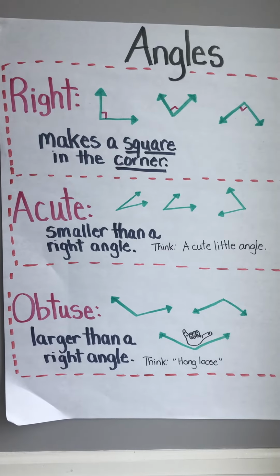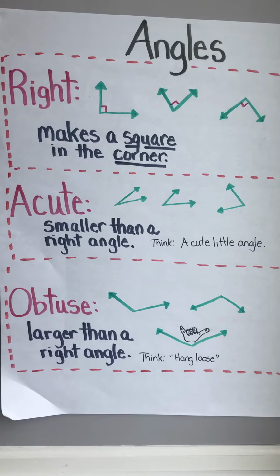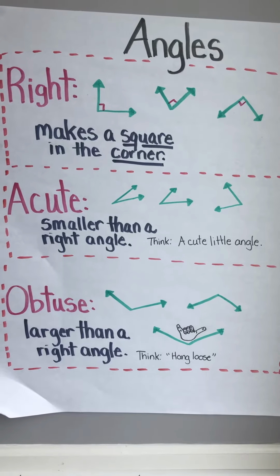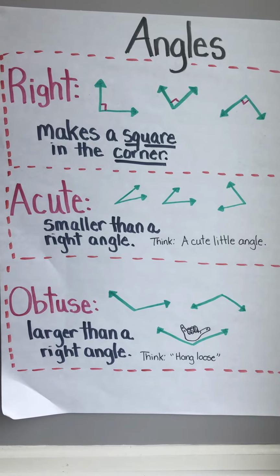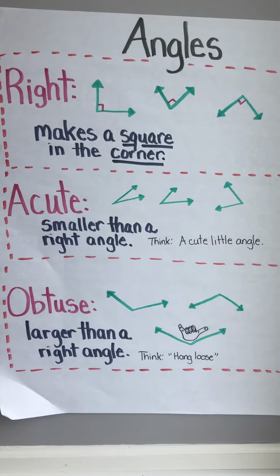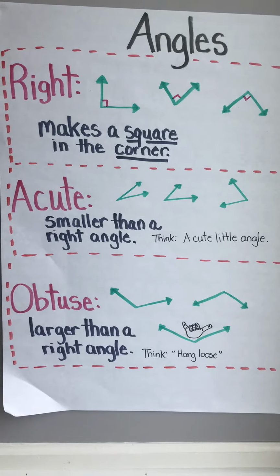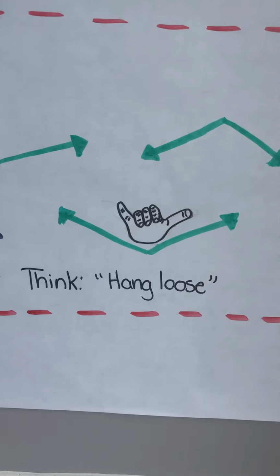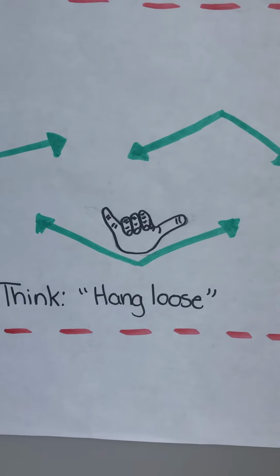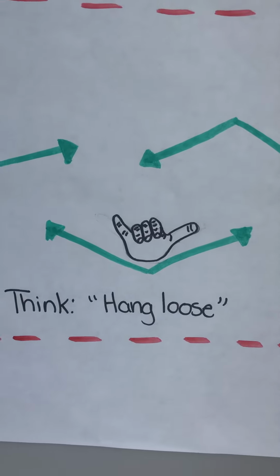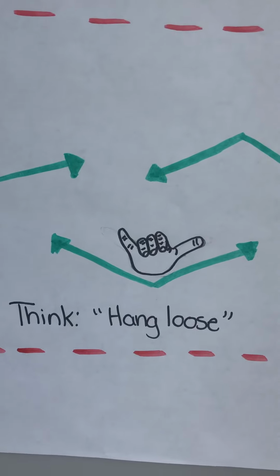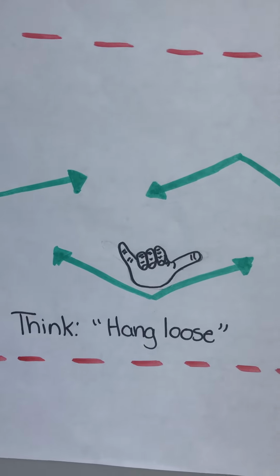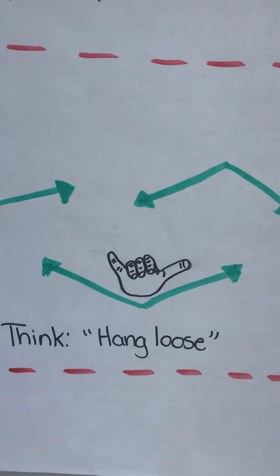Then you have the obtuse angles. Those are angles that are larger than a right angle. But instead of saying that every time, you can use the correct term, obtuse. And here you see examples of obtuse angles much wider than a right angle, and it says think, hanging loose. If you see, I'm going to zoom in for a second, you can see that I made a hand there, and I think I showed you that in the Go Math that I did with you today. If you put 3 fingers down, leave out your pinky and your thumb, this is a sign that means hang loose, but it also reminds me of an obtuse angle, so that's why I drew it.